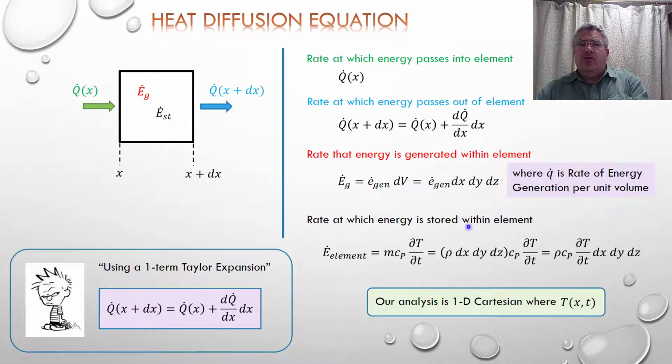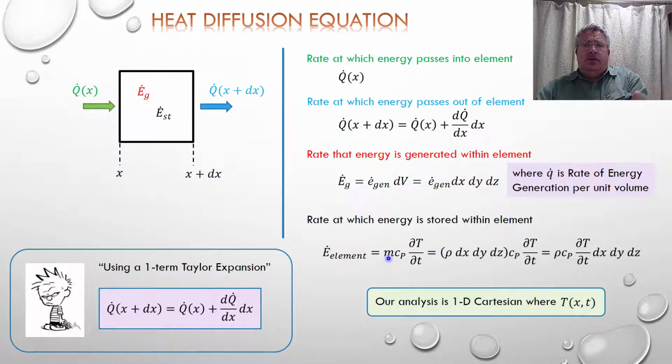Now the rate at which energy is stored within the element, well, we know that. We know the amount of energy in a volume. We gave it as m dot c sub p times its absolute temperature. So in this case, we're just going to say, well, how would that total amount of energy change as a function of time if we're allowing the element to heat up or cool down?